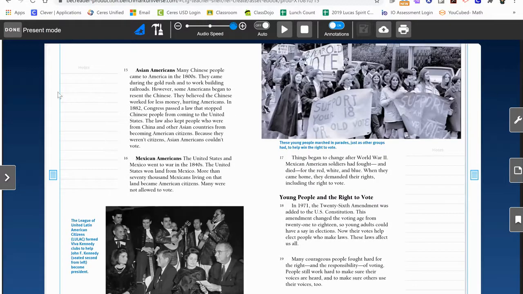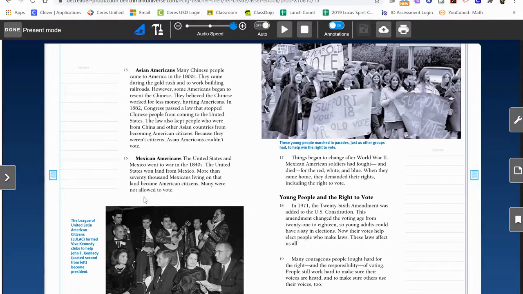On page 28, I see the League of United Latin American Citizens. And it says that it's a club who helped John F. Kennedy become president. So I know that in the text it talked about how Mexican Americans were not allowed to vote, yet they still helped John F. Kennedy run for president. So that tells me that they really saw voting as something that was important.